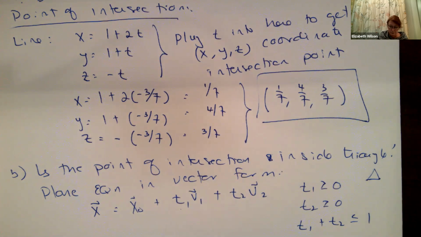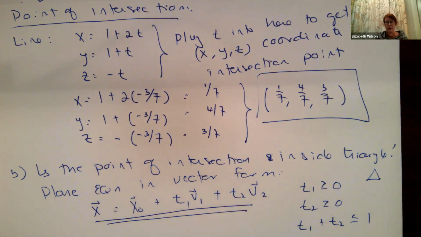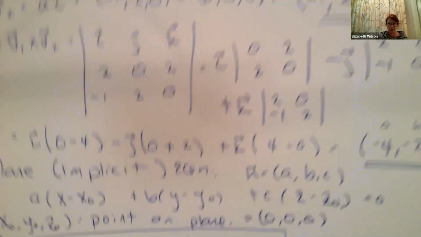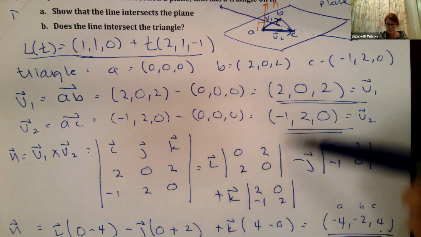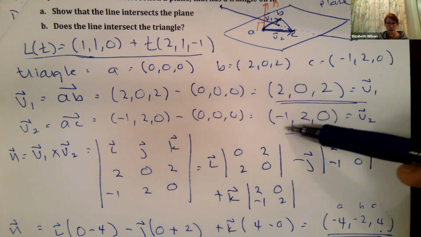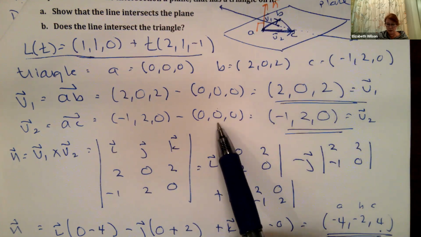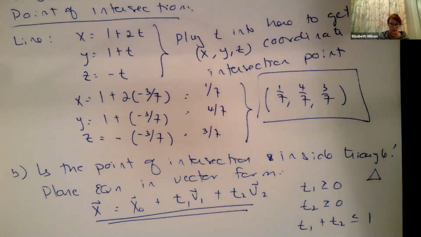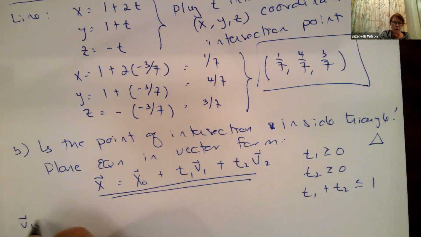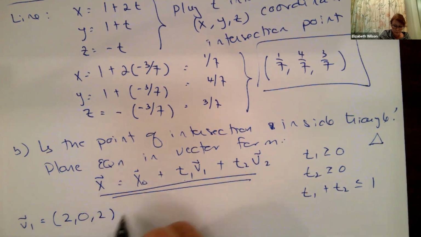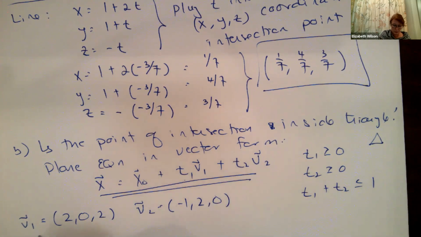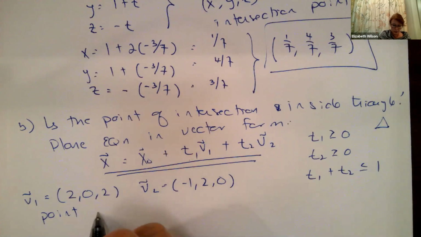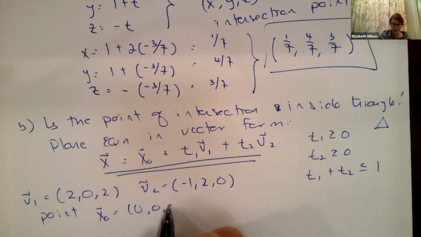All right, so now I have to write out my plane equation in vector form. Well, lucky for us, when we created our plane, we came up with 2 displacement vectors and the point that we were using. Okay, so this is our initial point. These are our 2 displacement vectors. So I'm going to write those down. V1 from before was 2, 0, 2. V2 from before, minus 1, 2, and 0. And then our point, x naught, equals 0, 0, 0.